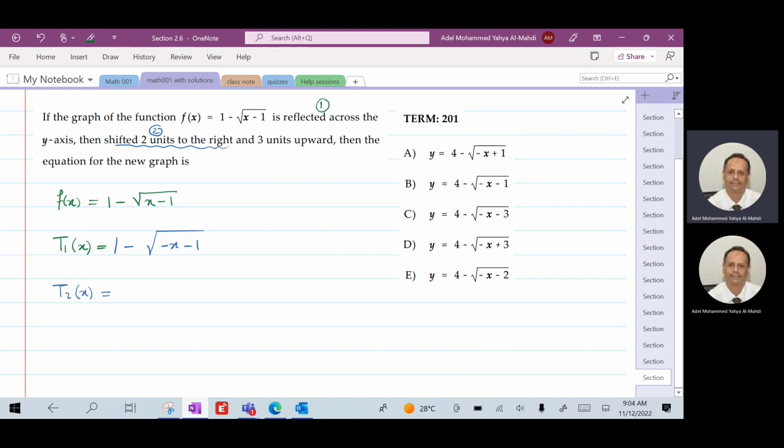Now T2, the second transformation, he said 2 units right. Mathematically, it means we change every x into x minus 2. So we change every x by x minus 2, and here we change every x by minus x. Then this will be 1 minus, where is my x? This is my x. So it will be the square root of minus x minus 2, minus 1.